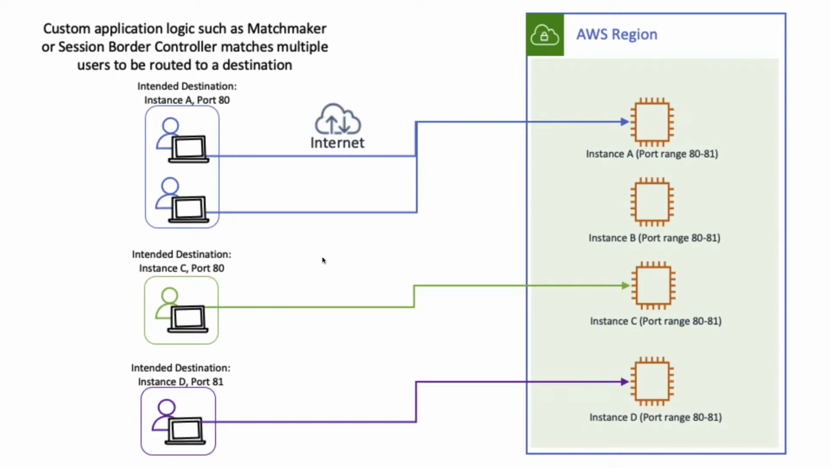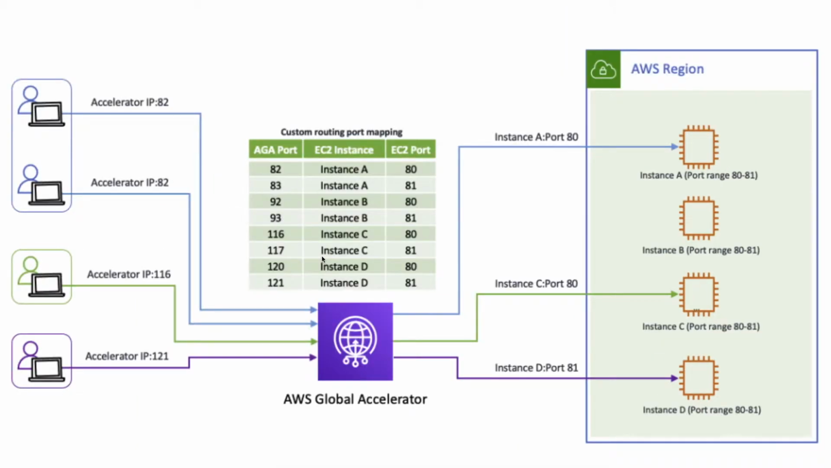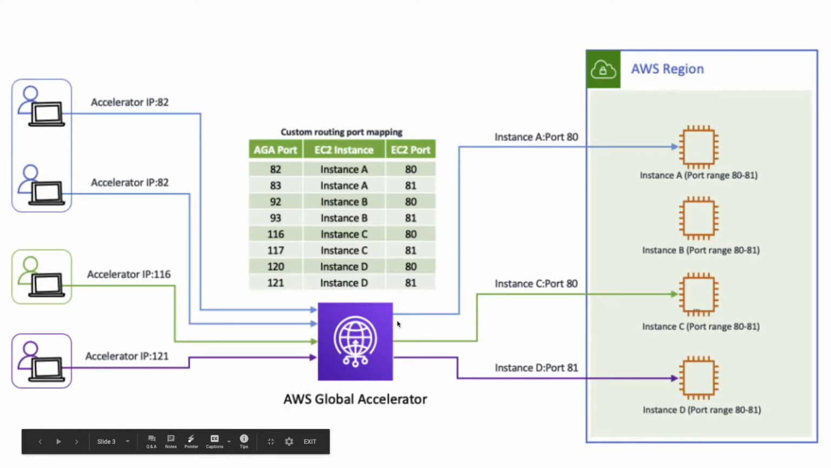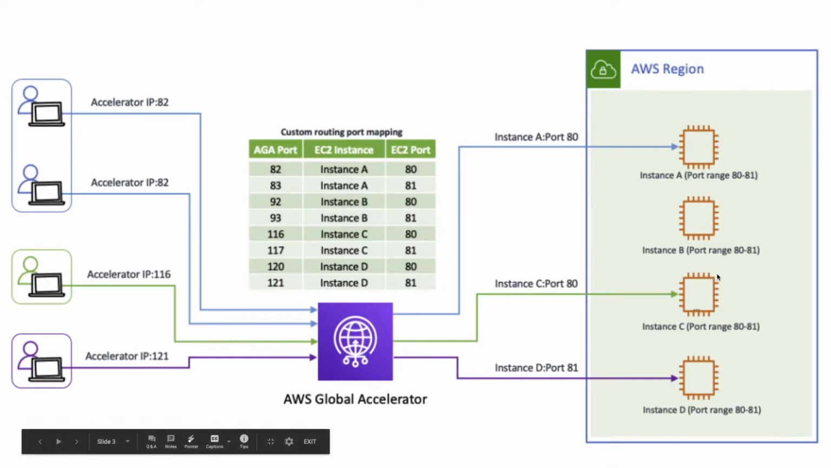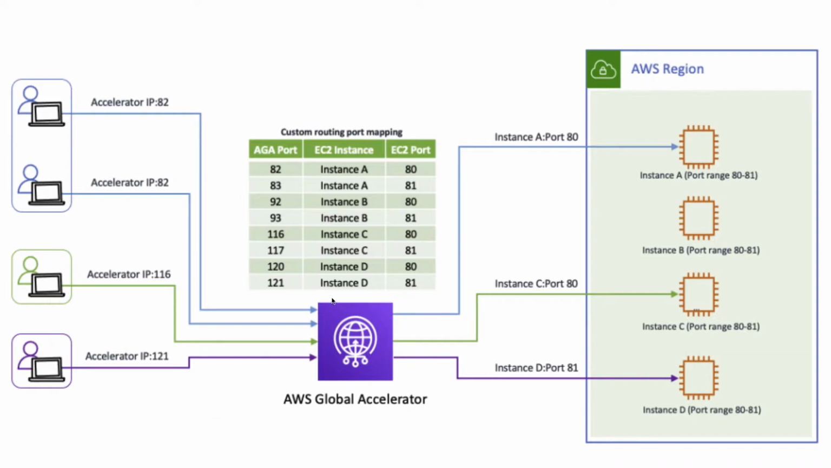So let's see how AGA solves that problem. If we take the same example, AGA will do one-to-one mapping. When I say one-to-one mapping, what's going to happen is that when you create an AGA with custom routing, it asks you to give the port numbers, and there's a calculation associated with the port numbers. I'll show you. Suppose you have these 4 instances running in your subnet, and you open 8 ports from 80 to 87.